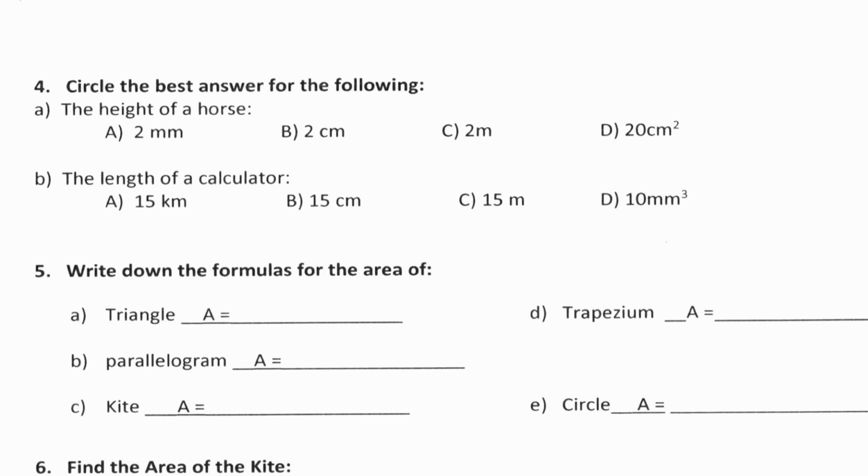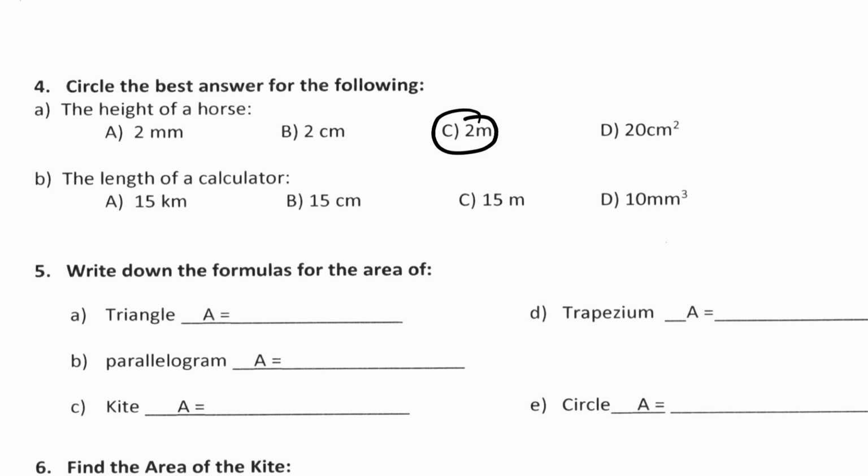All right, moving on to question 4. Circle the best answer for the following. The height of a horse. Well, 2 millimeters would be a very small horse. 2 centimeters would also be a very small horse. Squared centimeters is a measure of volume, not height. So the only answer must be 2 meters.